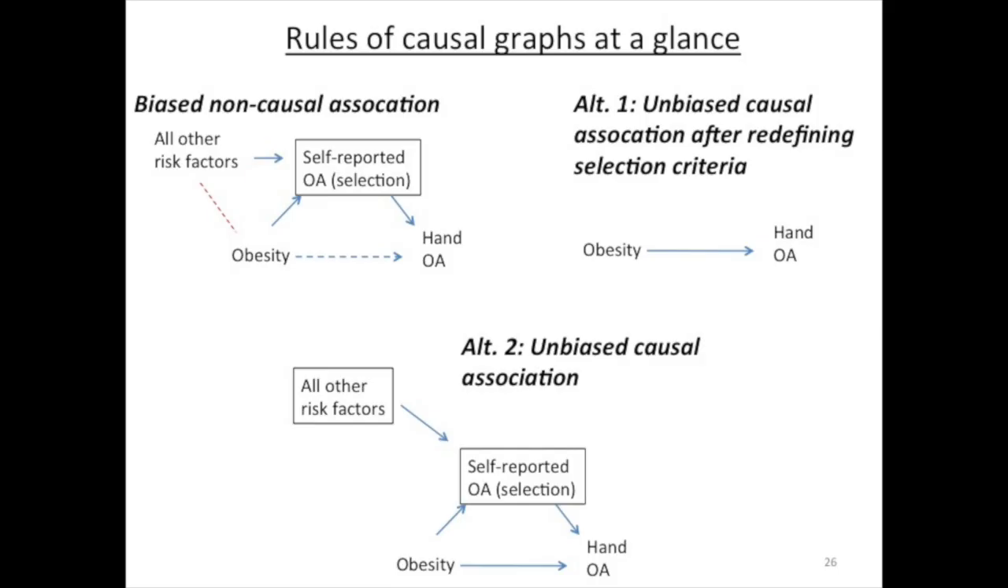A second alternative is adjusting for all the other risk factors there are for self-reported OA. However, in an observational study, this is very hard since we may be faced with unmeasured confounding. For instance, genetic factors and early environmental factors are likely to cause our outcome.